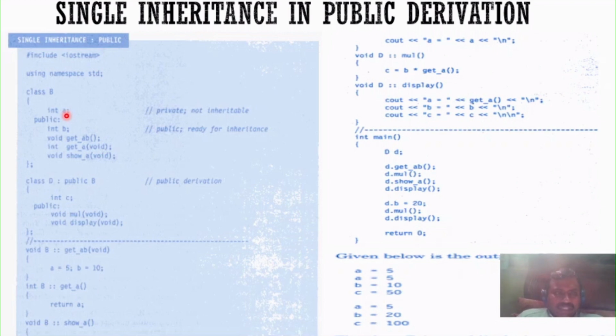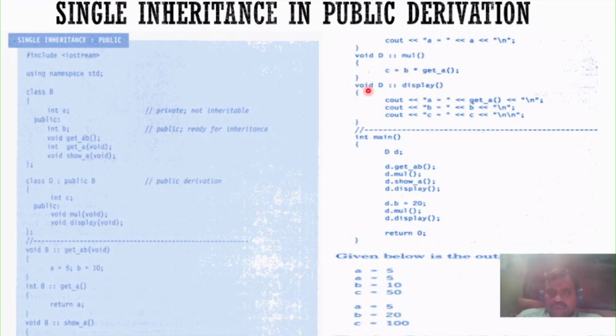How to access the private data member? Private data members can be accessed through member functions. Private data members can be accessed by member functions. We have to use get A. By using get A, we can get the value of A. Now C is equal to B star A. It is going to multiply and store the result in C.